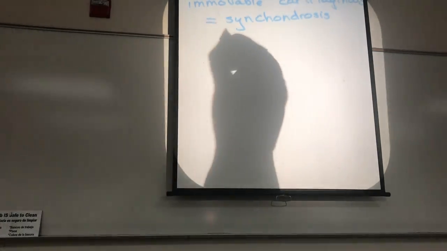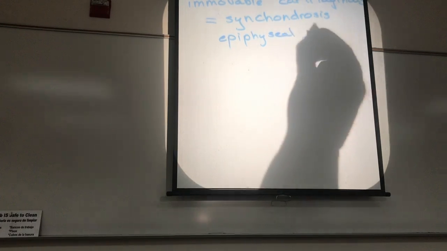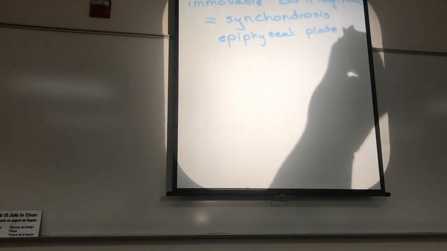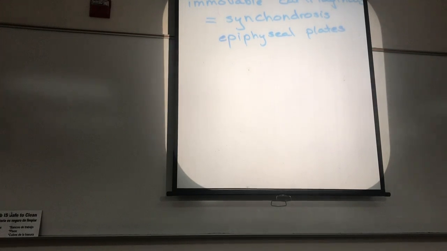Another example would be the epiphyseal plates. Obviously, adults don't have these anymore. Their cartilage has been converted into bone, so they have epiphyseal lines. But in children and teenagers, the connection between the primary center of ossification and the secondary center of ossification is still cartilage, and those aren't supposed to move, right? Those are supposed to stay stuck. So those are also examples of immovable cartilaginous joints, or synchondroses.